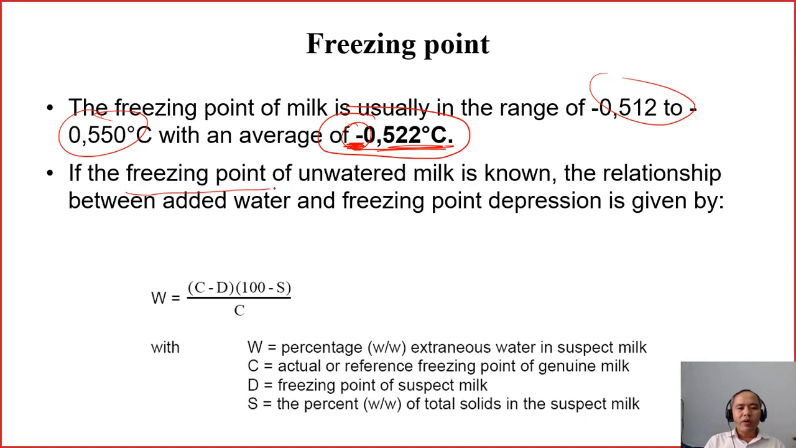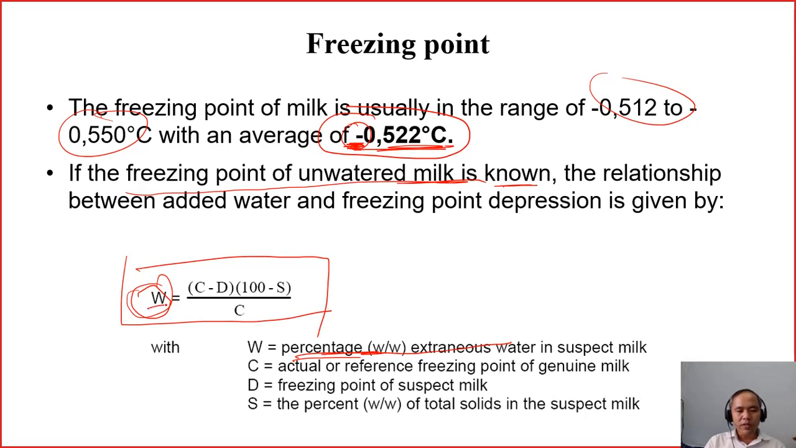If the freezing point of normal milk is known, then we can estimate how much water, the percentage of water, has been added to the milk. We can use this formula to calculate. W is the percentage of added water in suspect milk. C is the actual or the reference freezing point of normal milk. And D is the freezing point of the suspect milk.